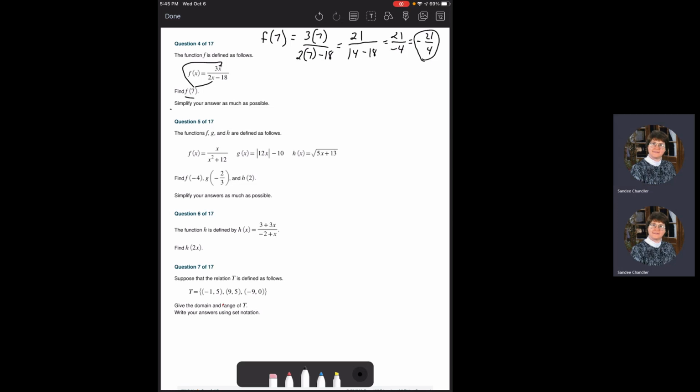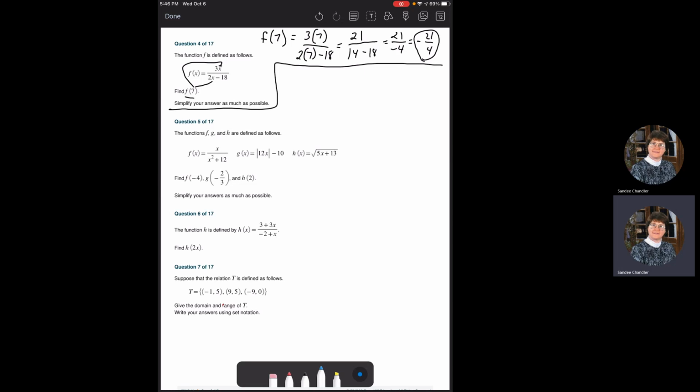Now this next problem is really long, so we're going to start here at the top and work our way down. We're given 3 functions this time, f, g, and h, and we're given 3 x values to plug into those functions. So f of x equals x in the numerator and x squared plus 12 in the denominator. That's our f of x.